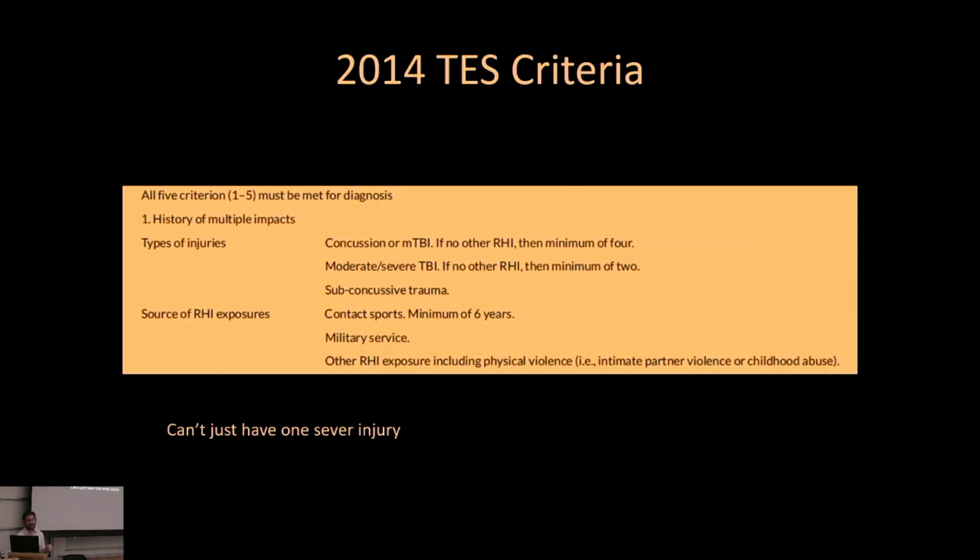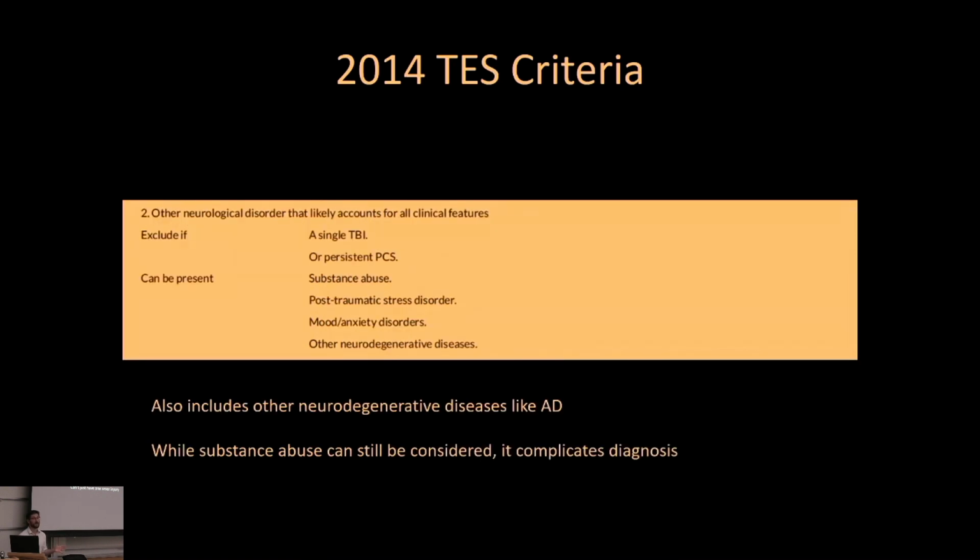The first is having a history of multiple impacts. It can't just be one trauma, and that's it for your life. It needs to be a history of multiple impacts from sports, military service, and should be at least more than 4 years or 2 years, depending on the type of injury here. So that's the first thing that has to be shown. You need to have all 5 of these.